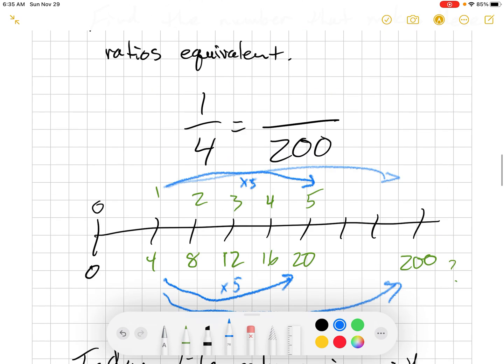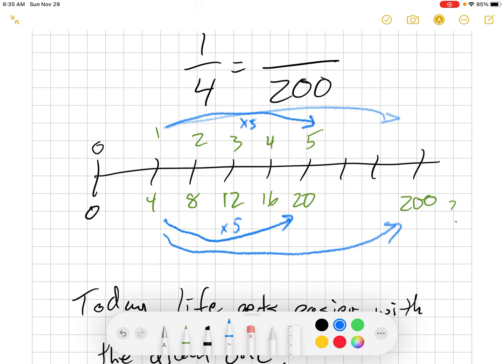Well, I could jump up. Let's actually find the answer, I suppose. 4 times what gets me to 200, and that's the 50, right? And then 4 times, or 1 times, then it has to be also by 50 to get to what? 50. There we go. So our answer is 50.